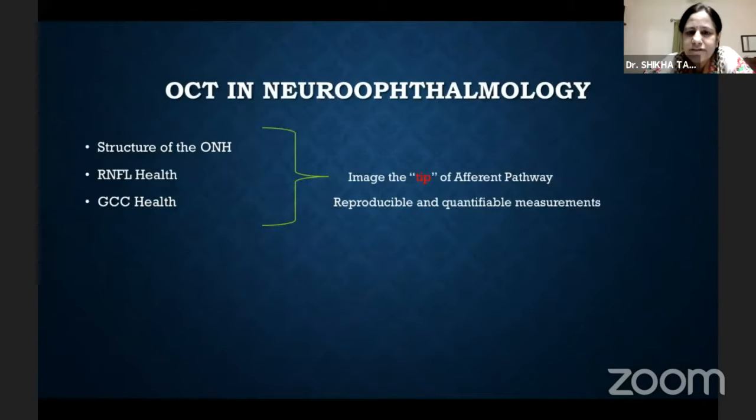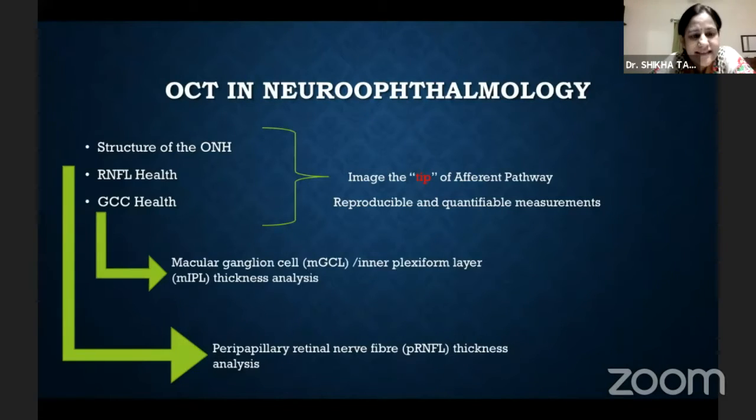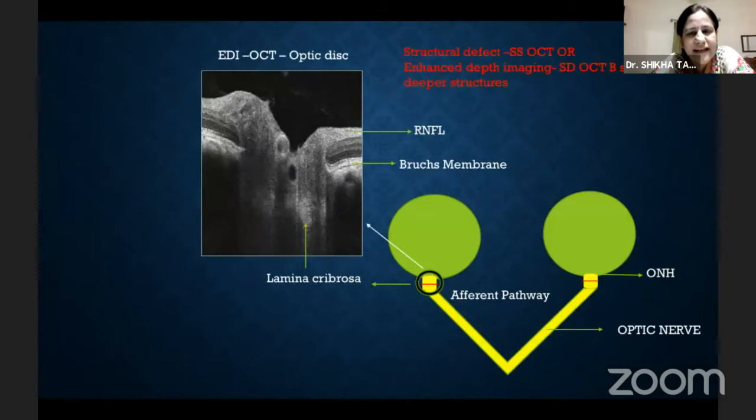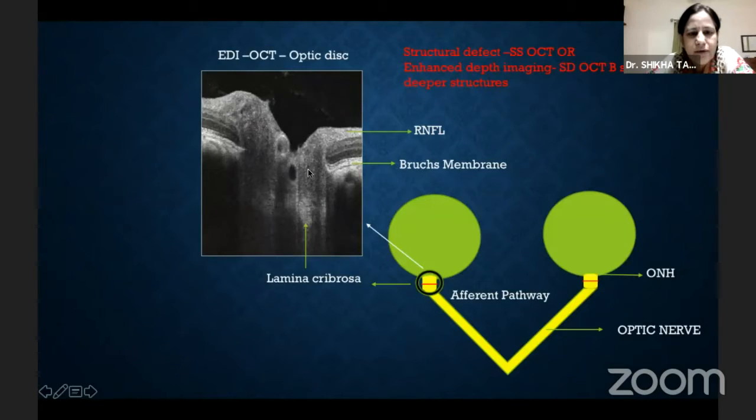Coming to OCT in neuroophthalmology, the RNFL health can be imaged using the peripapillary retinal nerve fiber layer thickness analysis. We can come to know about the GCC health by looking at the macular ganglion cell inner plexiform layer thickness analysis. And the structure per se of the optic nerve head can be beautifully studied by EDI OCT of the spectral domain OCT or by using the swept source OCT. All the segments of the retina can be seen on EDI mode. This is the RNFL, this is the Bruch's membrane, and this is the lamina cribrosa.